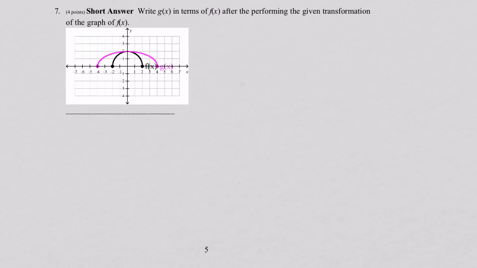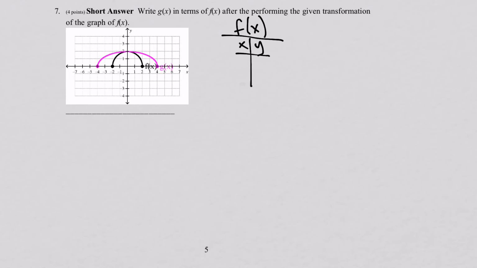Okay, now let's look at number 7. It says write g of x in terms of f of x after performing the given transformation of the graph of f of x. What I'm going to start with here is to make a table of values for both f of x and g of x and see if I can tell from the numbers what happened to my x values and or y values. So let's make a table of values for f of x, based on what I can see right here.